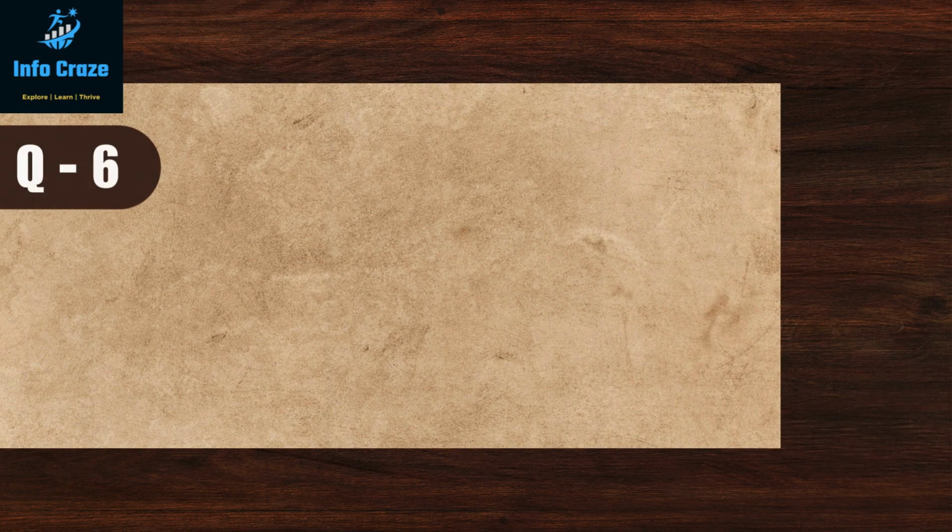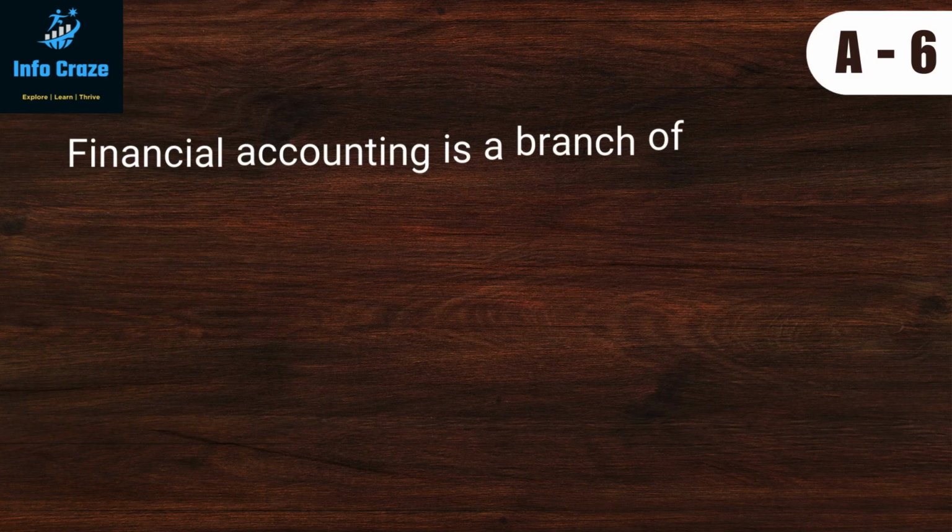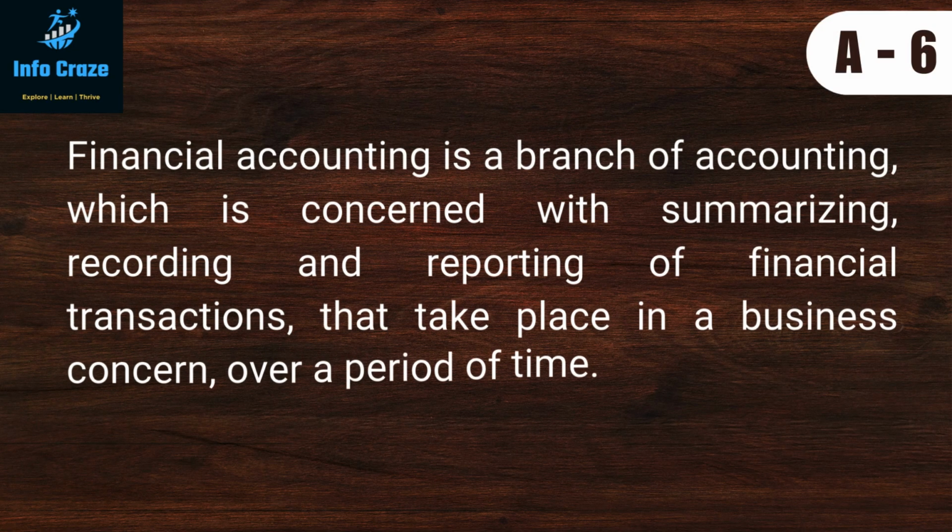The next question, that is question number 6. What is financial accounting and how is it different from cost accounting? Financial accounting is a branch of accounting which is concerned with summarizing, recording, and reporting of financial transactions that take place in a business concern over a period of time.